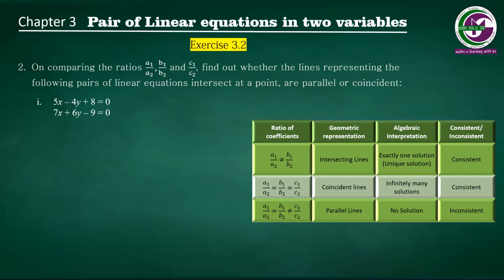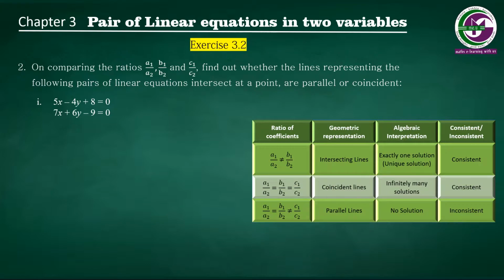When a1 by a2 is not equal to b1 by b2, the lines are intersecting lines. If a1 by a2 equals b1 by b2 equals c1 by c2, it is a coincident line. And if a1 by a2 equals b1 by b2 not equal to c1 by c2, it is parallel lines.